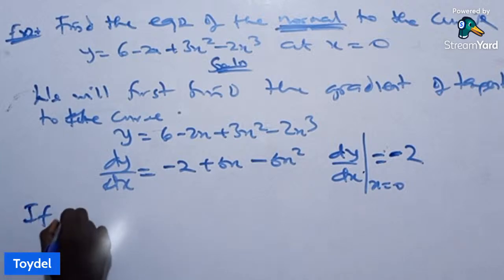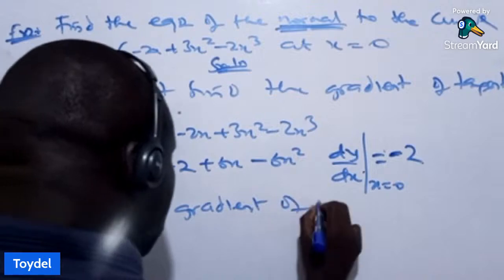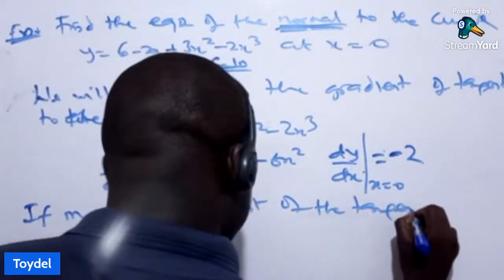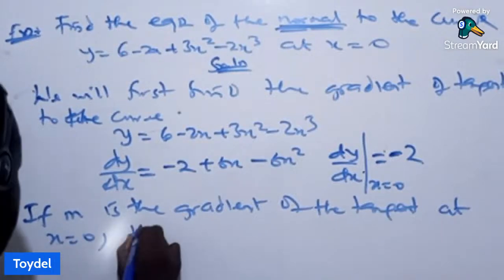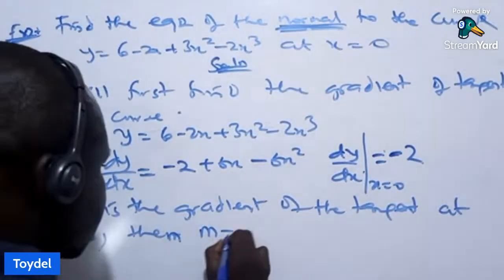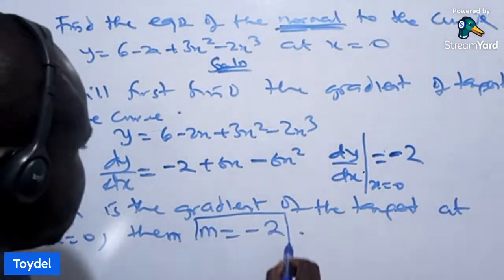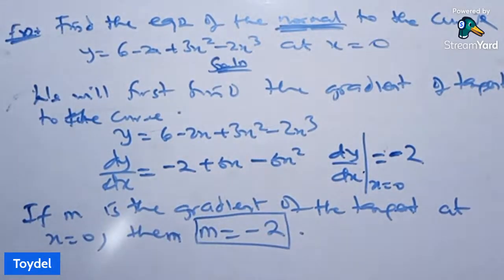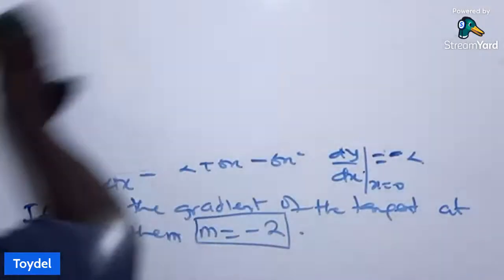So if m now, let's say if m is the gradient of the tangent at x equal to 0, then m is equal to minus 2. So we have gotten the gradient of tangent to the curve. So we got m is equal to minus 2. Now that we have the gradient of the tangent to the curve, we can go ahead and find the gradient of normal by using the formula.